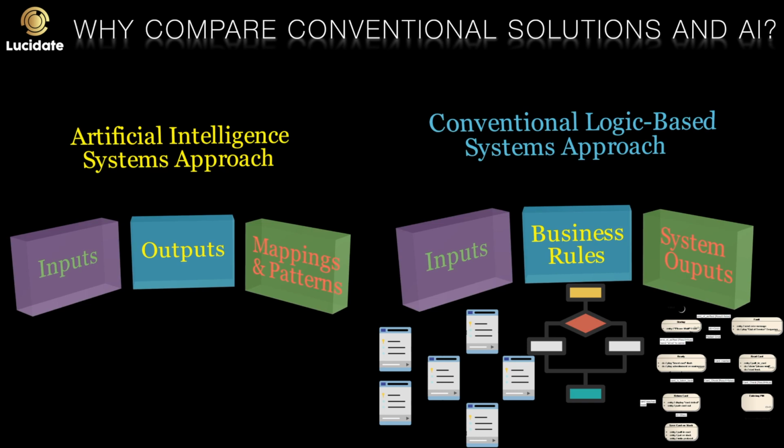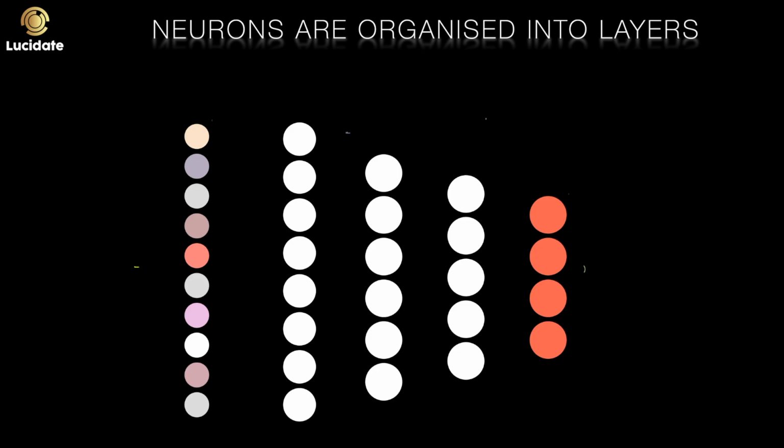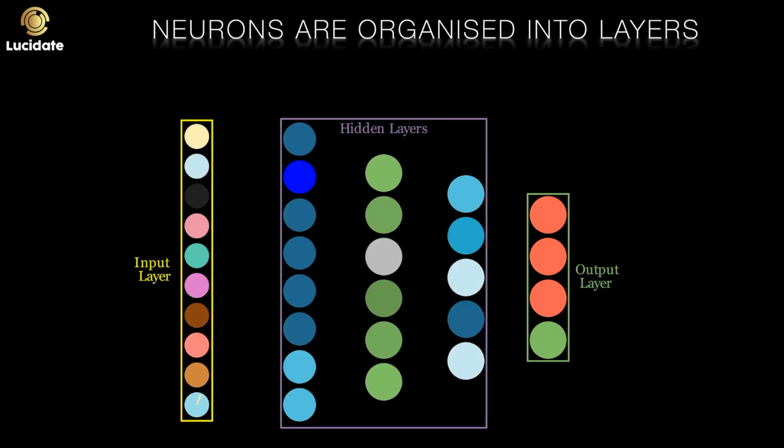In contrast to conventional systems where functionality is contained in blocks, neural networks are made up of loosely connected layers of individual neurons. An input layer takes in data from sensors or observations.